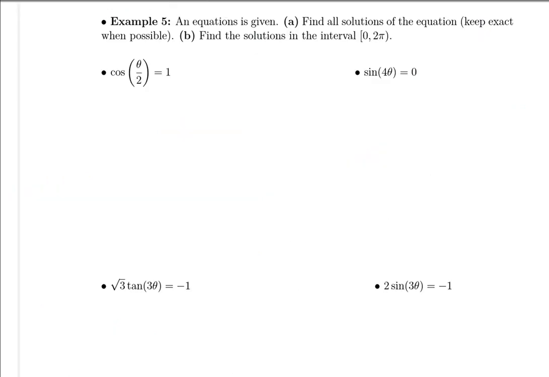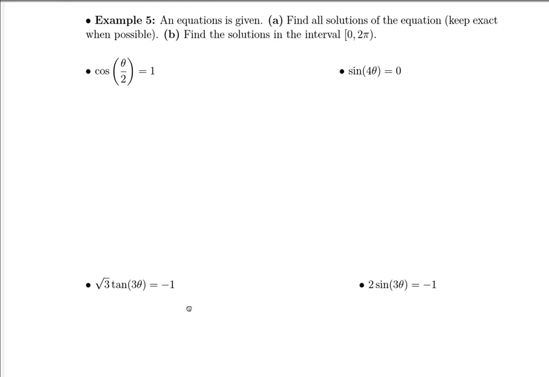In this set of problems, we're going to do two different things. We're going to find all solutions. So meaning I want to give answers like pi over 3 plus 2k pi, right? So I want to just encompass all solutions within my statement. And then part B, I want to find all solutions that are between 0 and 2 pi. All right, so let's start with this one here.